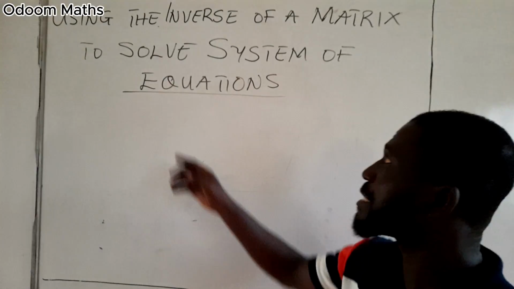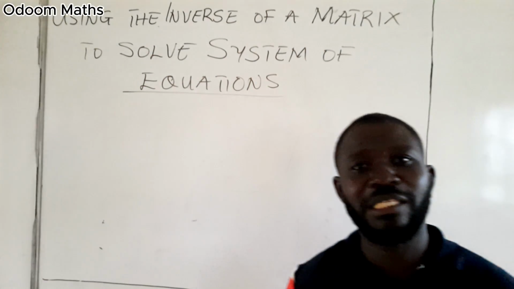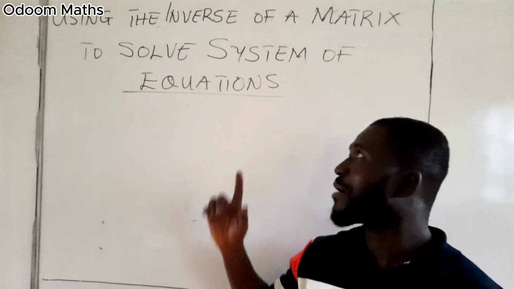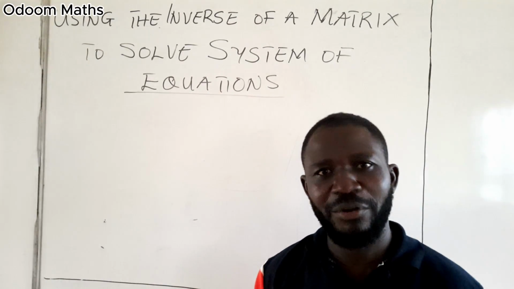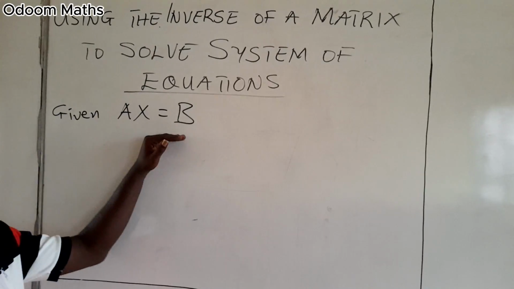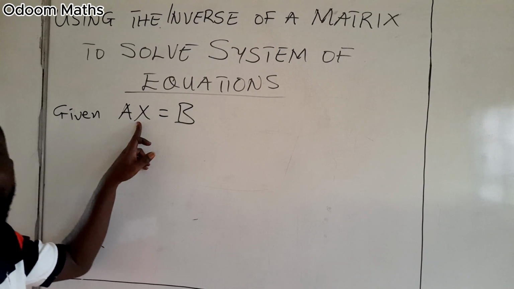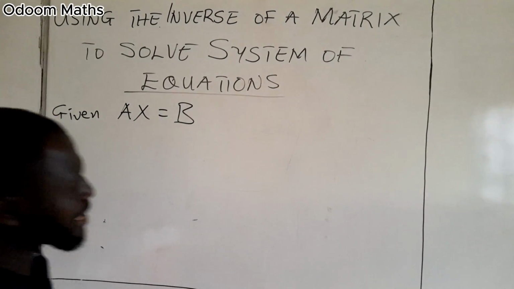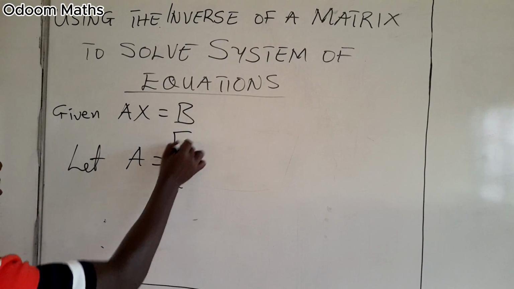Today I want us to look at using the inverse of a matrix to solve the system of equations. So how do we use the inverse of a matrix to solve the system of equations? Now I want us to start from the 2 by 2, then later we'll proceed to the 3 by 3. Given this matrix, let's assume we have matrix A that is multiplying another matrix X, and the answer will be another matrix B.